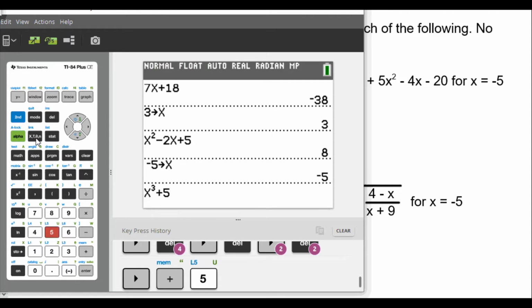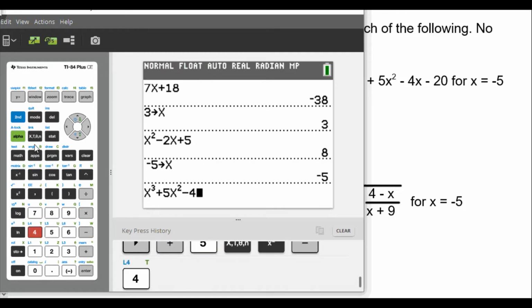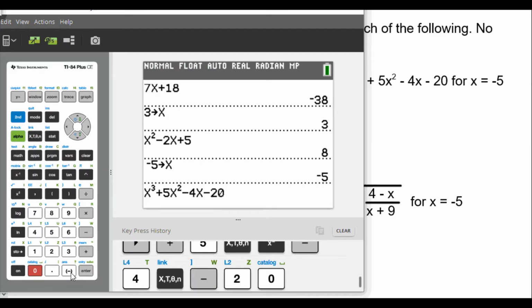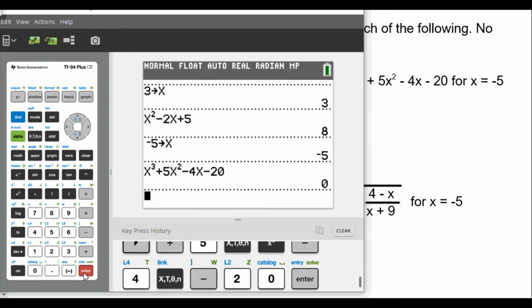One thing you have to make sure of when using exponents is to move the cursor over and take it off the exponent spot. So plus 5x squared minus 4x minus 20. The store function is great when we have longer polynomials like this. So we plug in -5, and we get 0. Okay, so that's a 0 in this case. Well, let's continue.